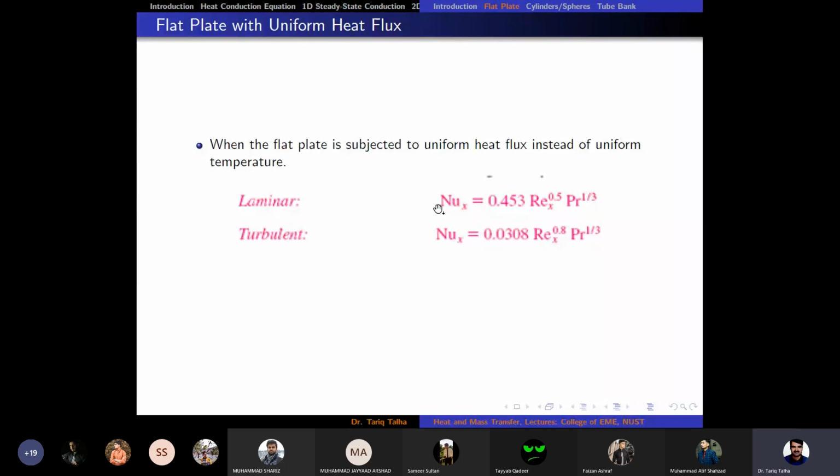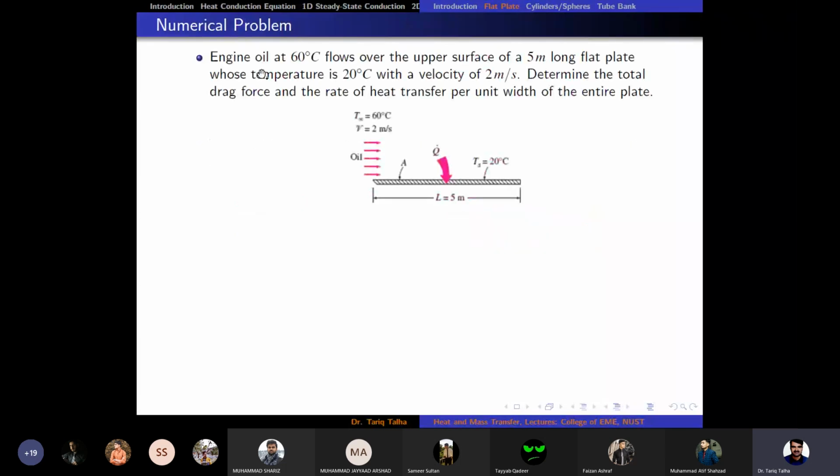So I hope it is clear why we use the Reynolds number. Now we quickly do one numerical problem. Engine oil at 60 degrees flows over the upper surface of a 5 meter long flat plate whose temperature is 20 degrees. So Ts is 20 degrees, engine oil is 60 degrees. We are heating this flat plate, and we need to determine the total drag force.